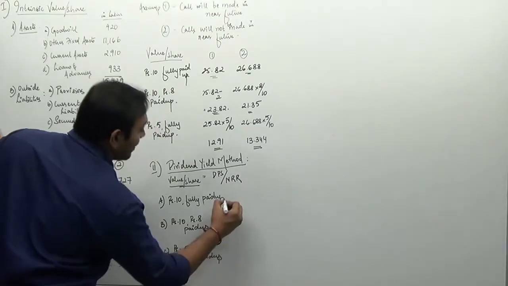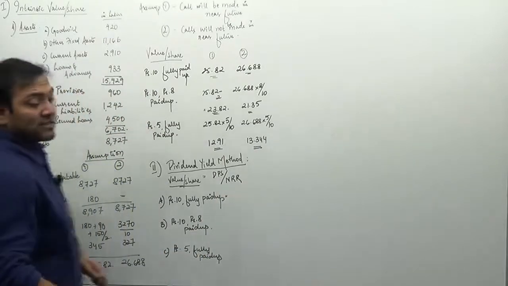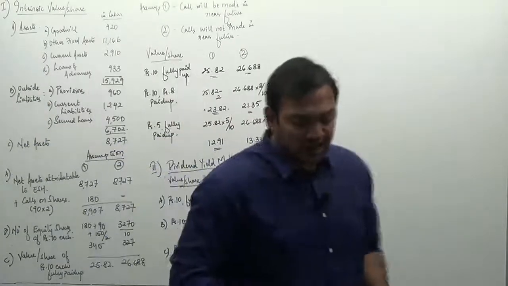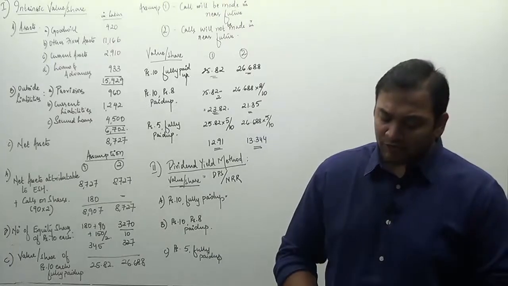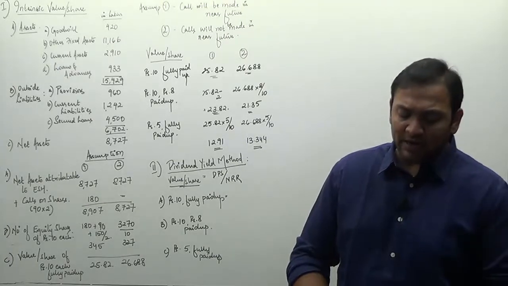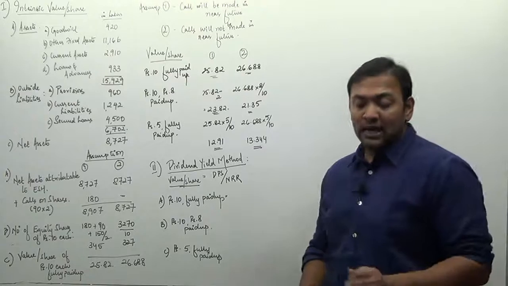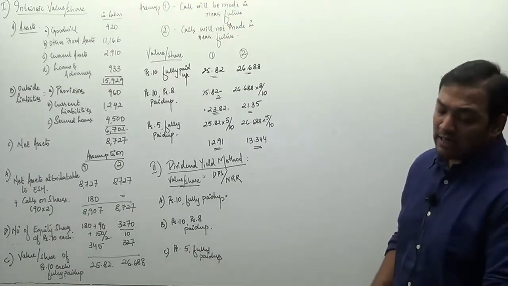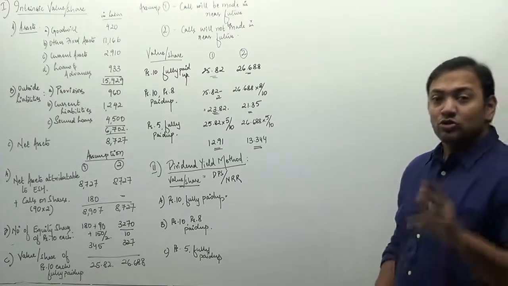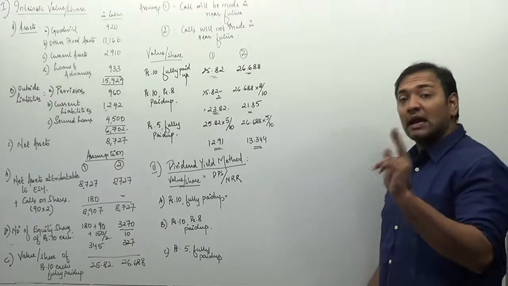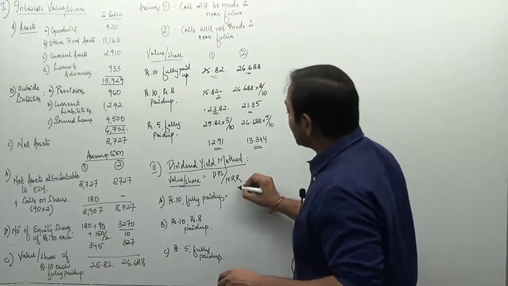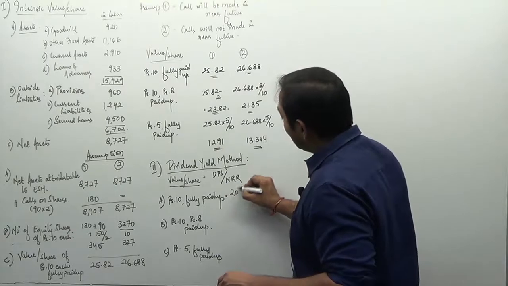Come on. How do you get DPS? What is the dividend percentage given? Check. The normal rate is 15% while Glorious Limited has been paying dividend at the rate of 20% over the past 4 years and is expected to maintain the same. So he is paying 20% dividend when the NRR is 15. Obviously your share prices will be high. 20% dividend.